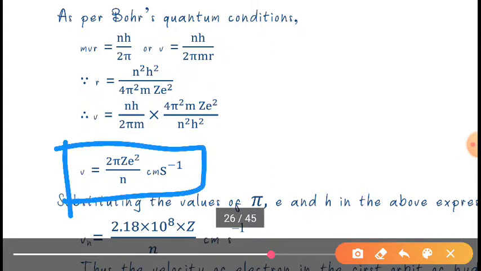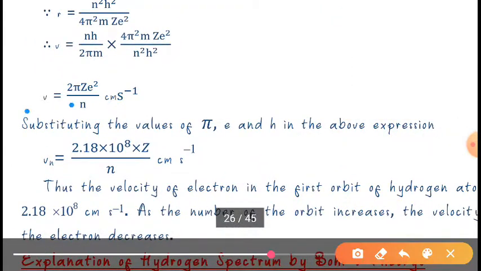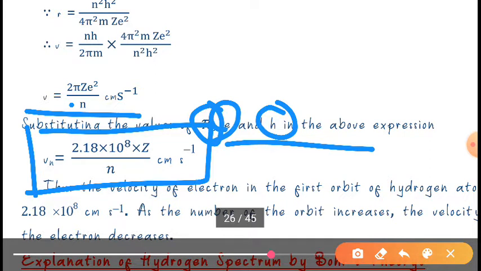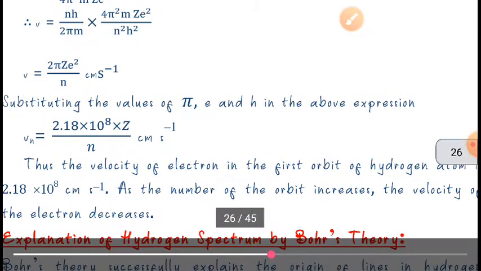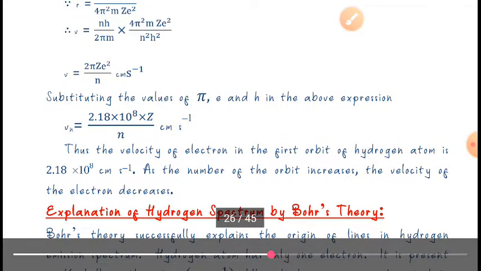In this way we can calculate the value of v. After we get this value, we substitute the value of pi, the charge of the electron e, and h, and we get this equation. This is called the velocity of the electron. So in this way we can calculate the velocity of the electron in the first orbit or second orbit of the hydrogen atom. So this was all about the velocity of the electron.